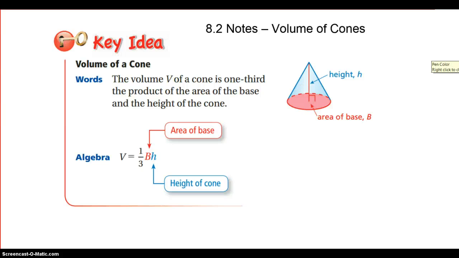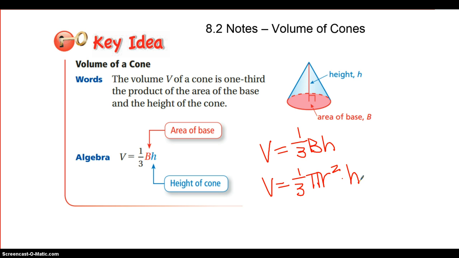Right, this is 8.2, volume of cones. This is very similar to the volume of a cylinder, except you take 1/3 the area of the base times the height, which in this case, since the base is a circle, is 1/3 pi r squared times the height.